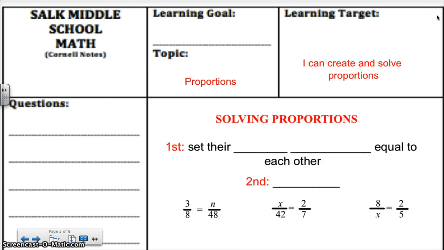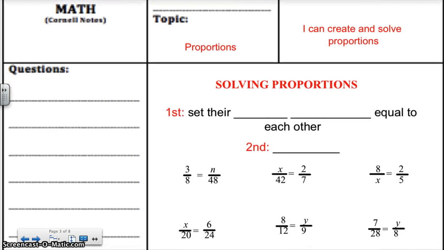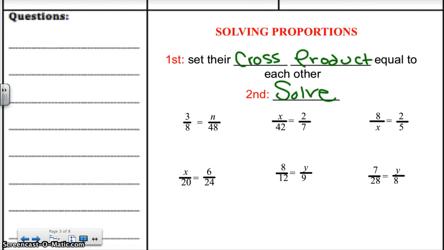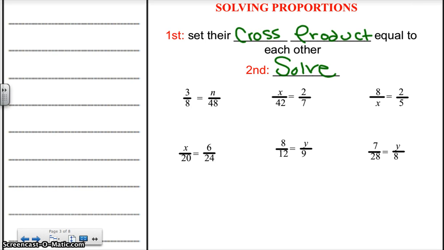We use cross products to solve proportions. That's our next step. When you solve proportions, you set their cross products equal to each other. And then lastly, I just solve, using algebra. Now these you can do mentally. A lot of times you can mentally handle this kind. It's not too often you're going to have the mental one.